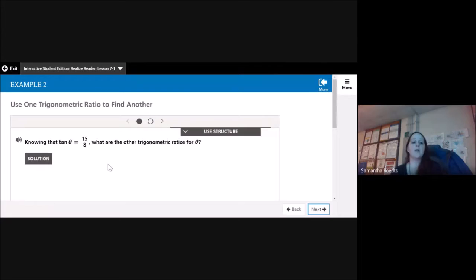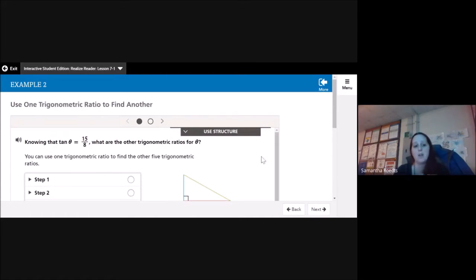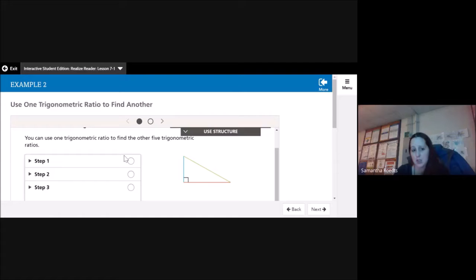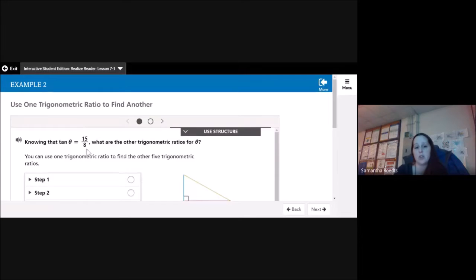All right, example 2. Use one trigonometric ratio to find another. Knowing that tangent of theta equals 15/8, what are the other trigonometric ratios for theta? So you can use one trigonometric ratio to find the other 5. So I was given tangent of theta, which means I easily know cotangent because it's just the reciprocal. So that one's going to be 8/15.